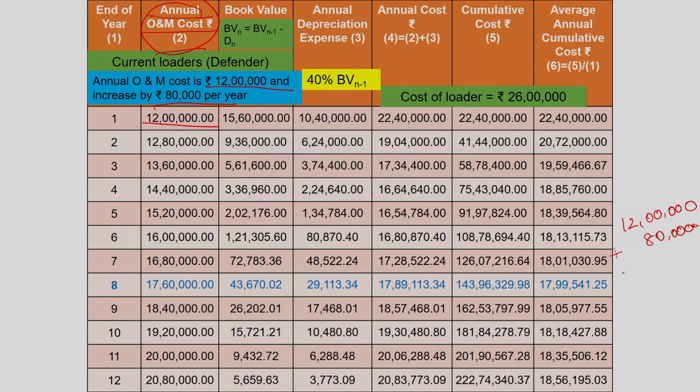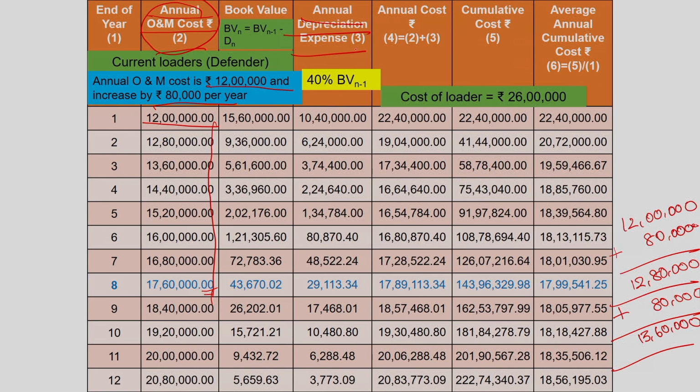So for the second year it should be 12 lakh 80,000. For the third year again you add 80,000, so it keeps increasing, and it is going to be 13 lakh 60,000 for the third year. Like that you keep on adding 80,000 every year. For this current loader, you will get the operating and maintenance cost for the number of years we are going to estimate the cost. Now let us calculate the depreciation associated with the machine.